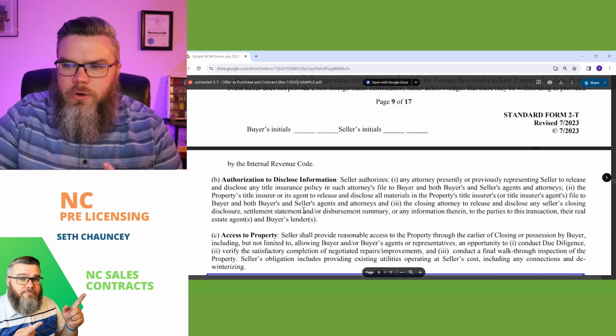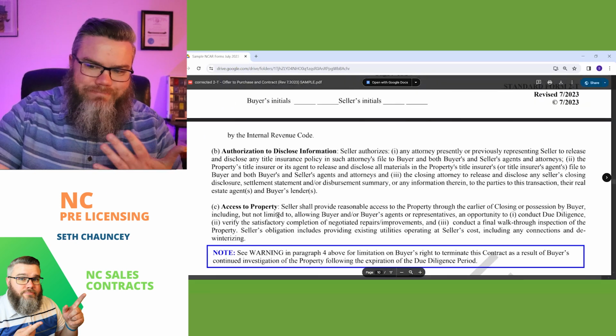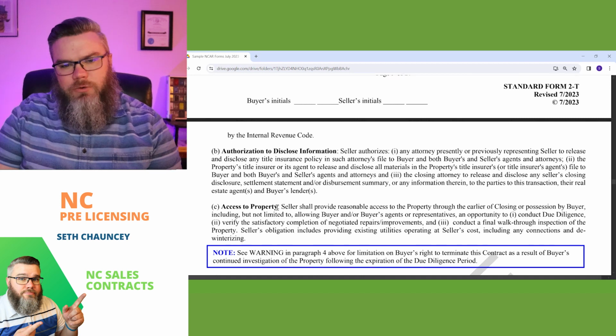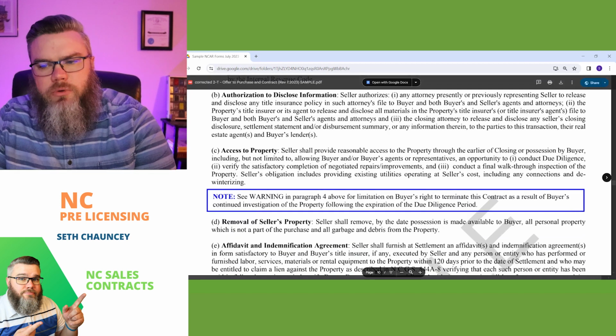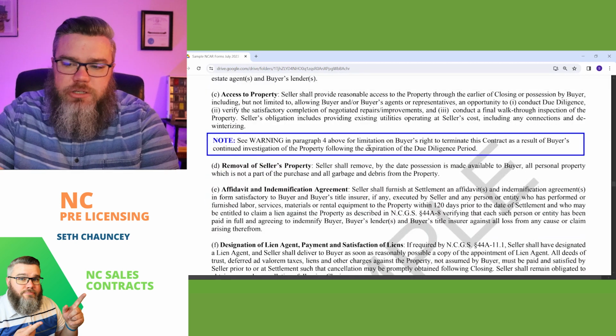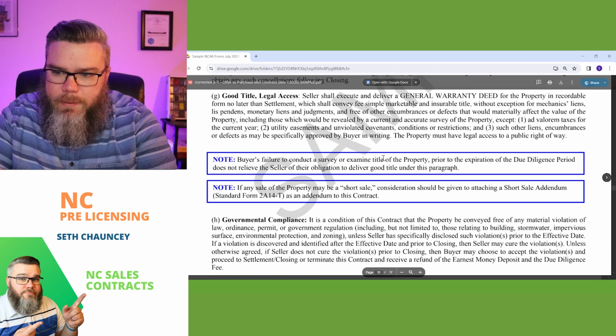Just some quick notes here. You have to provide access to the buyer to do their due diligence, to evaluate any repairs during due diligence, and to do a final walkthrough. Removing the seller's personal property and trash is part of their obligations.